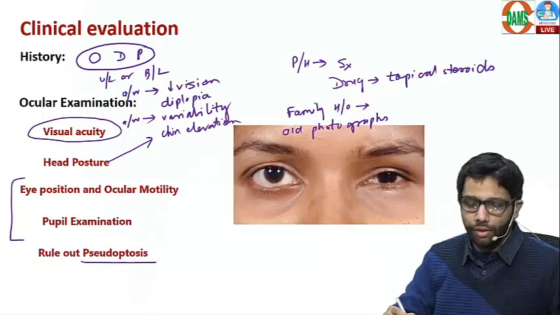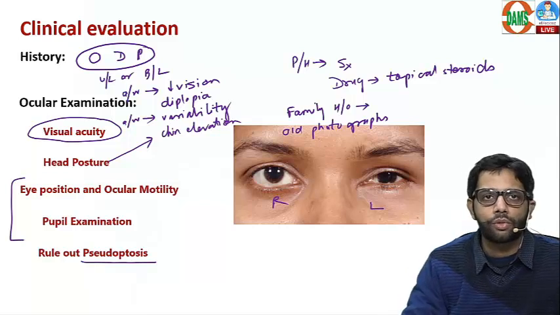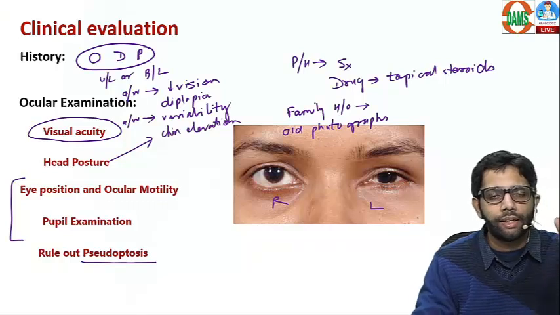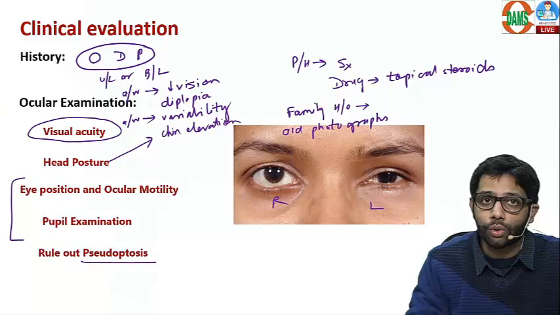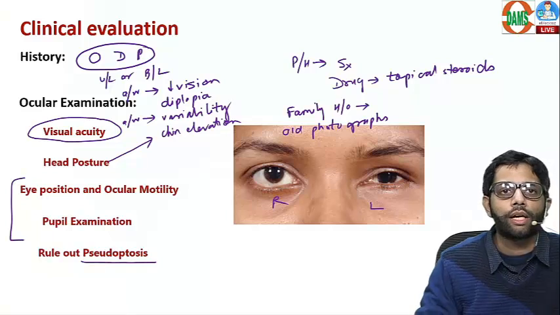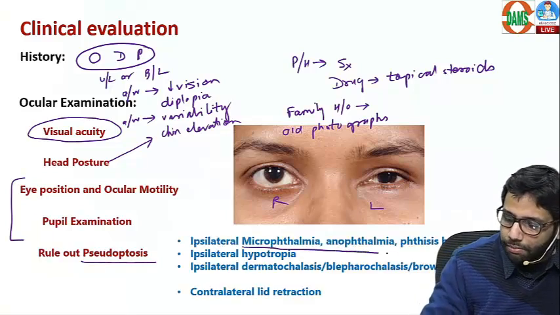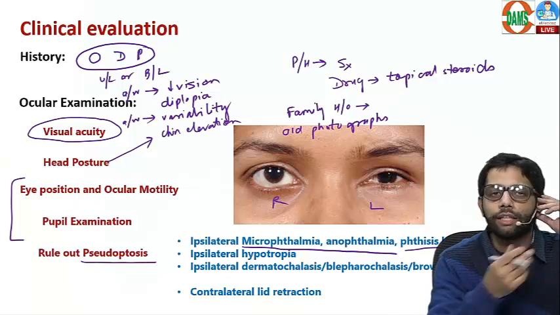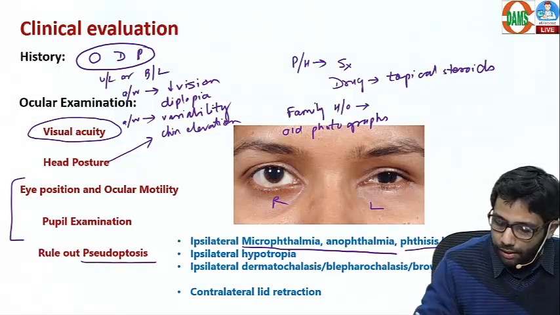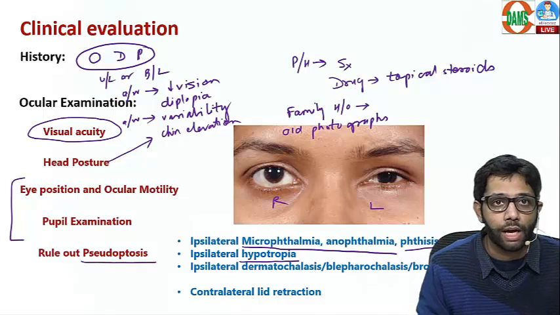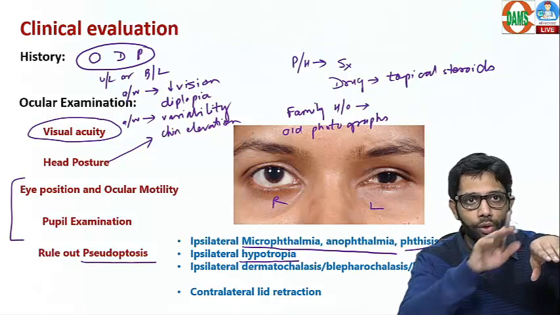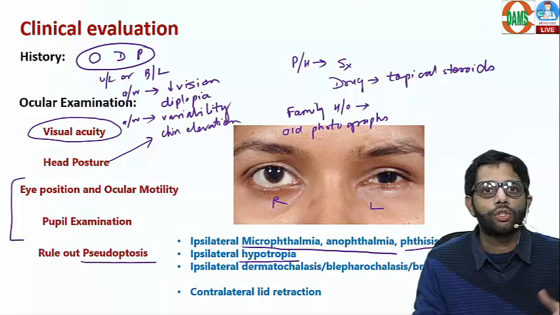For example, you see this patient. This is the right eye, this is the left eye. You see the right upper eyelid is covering 1/6 of the cornea, that is normal. But here you can see the right eyelid is looking like ptosis, but it is not ptosis. Why? Because the eyeball is small. Ipsilateral small eye, meaning ipsilateral anophthalmia, microphthalmia, phthisis bulbi, will appear as if the patient has ptosis. So you have to rule that out by gross examination first. Ipsilateral hypotropia: hypo means down, tropia means squint. If the eyeball is down, as I told you, the eyelid will also come down, so it looks like pseudoptosis.